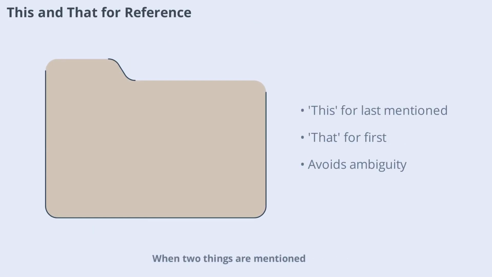When two things are mentioned, 'this' refers to the last mentioned and 'that' to the first. For example, a bulb and a fan are bare necessities. This gives you cool breeze and that gives you light. This rule helps avoid ambiguity.